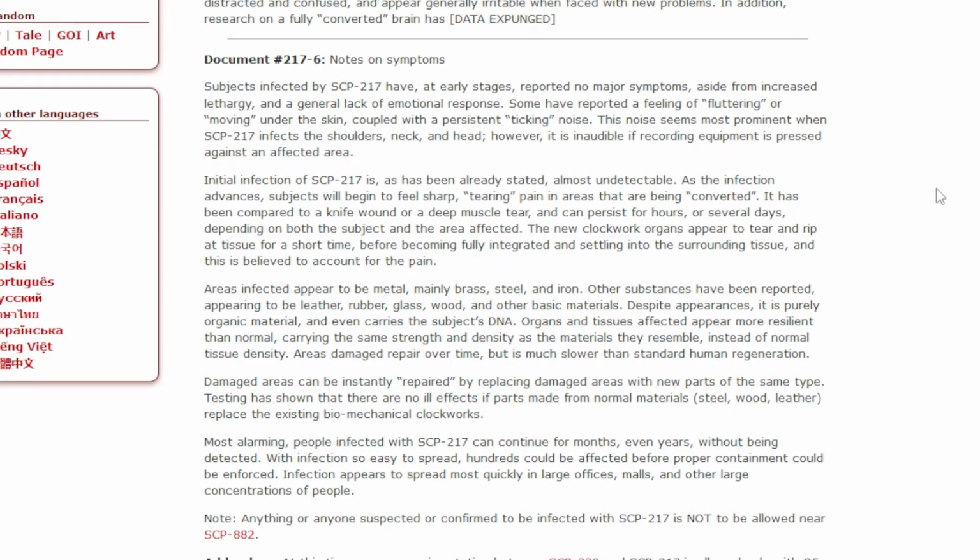Documents, notes on symptoms. Subjects infected by 217 have, at early stages, reported no major symptoms aside from increasing lethargy and a general lack of emotional response. Some have reported feeling of fluttering or moving under the skin, coupled with a persistent ticking noise. The noise seems most prominent when it infects the shoulders, neck, and head. However, it is inaudible if recording equipment is pressed against the affected areas.